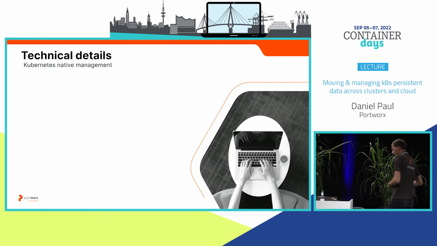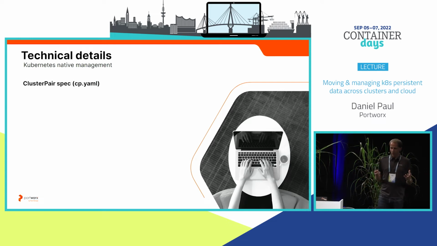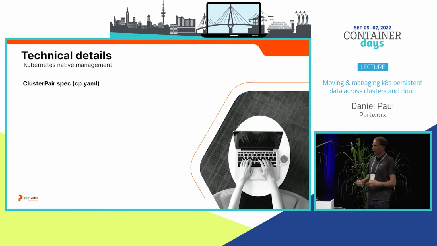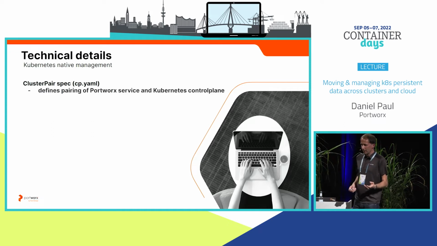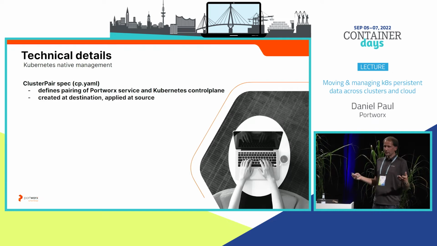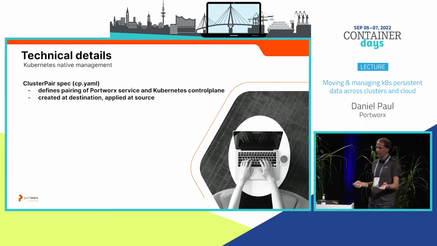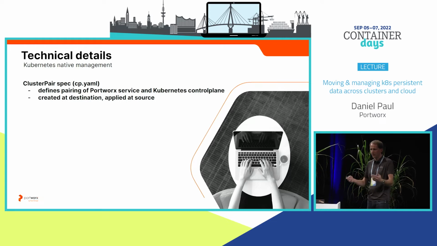If you look into the technical details, we create a so-called cluster pair spec. As I mentioned, we are managed on the Kubernetes layer, so we have YAML specs for everything. You create a cluster pair spec, and this defines the pairing of the Portworx clusters and the Kubernetes control planes. This is created at the destination cluster, and you copy it to the source cluster and apply it there. So the source cluster now knows the destination for this cluster pair.